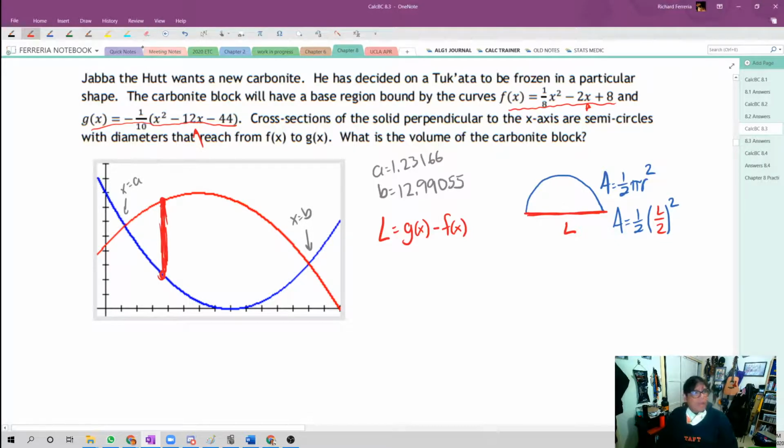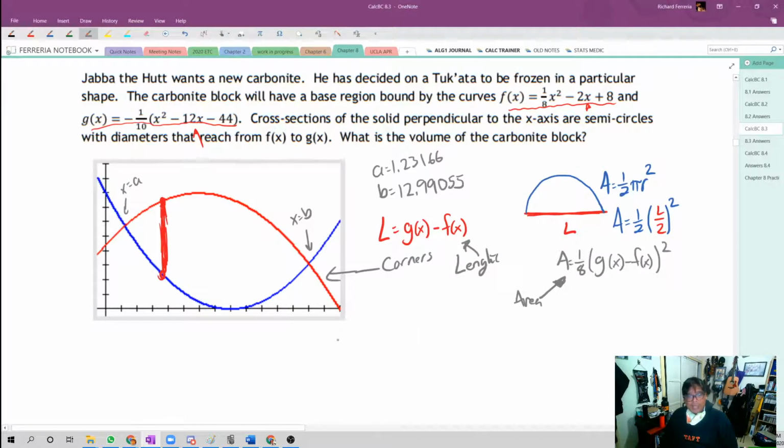Now, don't make yourself liable for any algebra fail here. 1/2 squared is 1/4, times 1/2, that's 1/8. L is g of x minus f of x, squared. So that's my area formula. So what have we done? We found the corners. We found L, the length. We did the area.